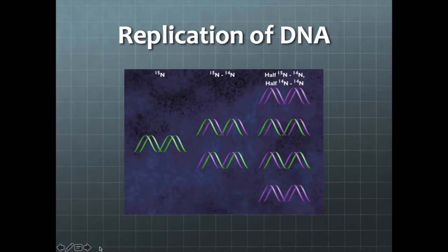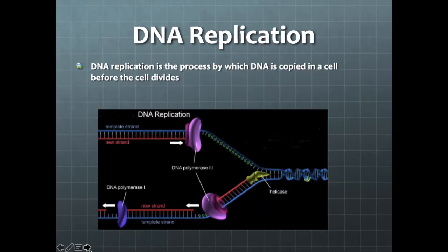So that is our scientific study of how we found out that we use the semi-conservative model. So DNA replication is the process by which DNA is copied in a cell before the nucleus divides. And so this is kind of going back to what we talked about before Chris's break. So what stage is that? Where do we copy DNA before a cell divides?